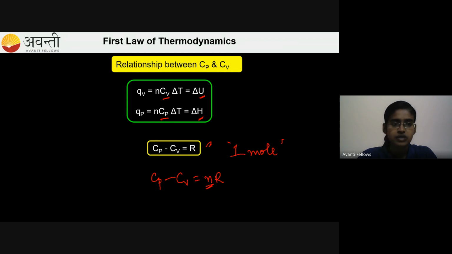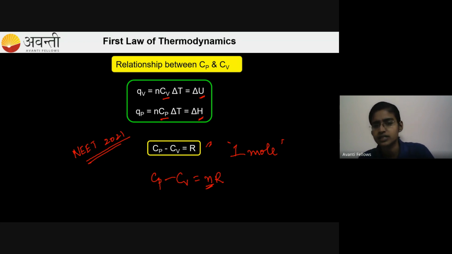So this is one of the previous year NEET questions, NEET 2021. Which among the following is the correct relationship between CP and CV for 1 mole of an ideal gas? This was the question and 4 options were given. You have to select the correct relation. Nothing to do with the mathematics. You're just going to find out the formula, which is going to give you 4 marks. Very easy type of question.